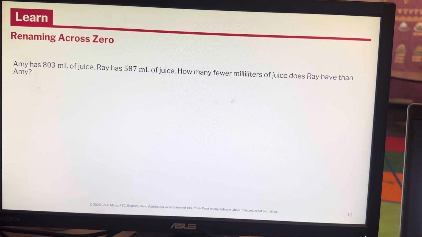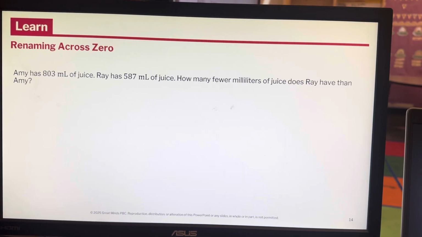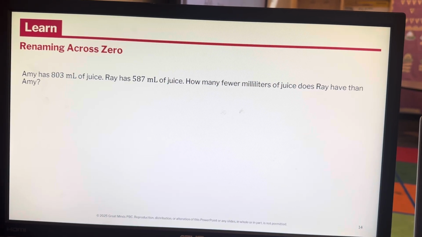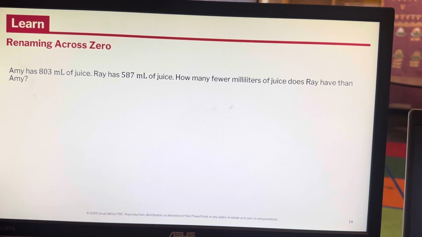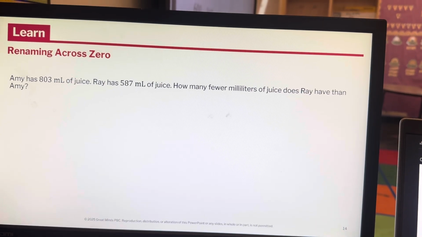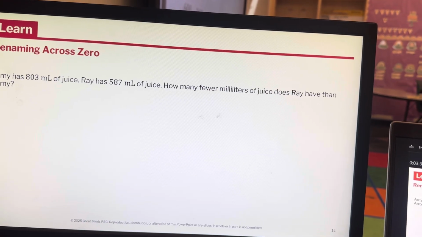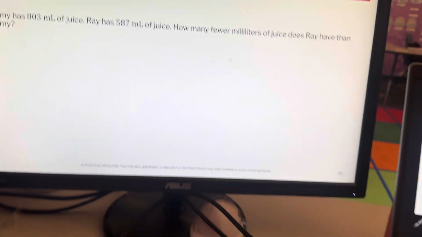So of course they have the horizontal form, they have vertical form. So students will be asked to write it either way. And then that's where we're going to get into this next strategy. So when we rename across 0, and I'm going to work on this on a whiteboard. Let me just grab my marker.